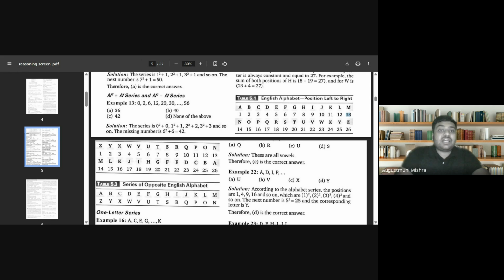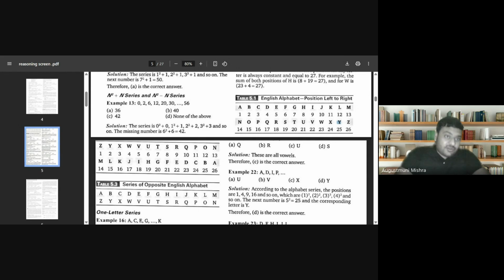Means they are doing the square. They are doing the square of 1, then the square of 2, that is the fourth letter D, then the square of 3, that is the ninth letter I. Then further they are doing the square of 4, so the 16th letter will be P. Then square of 5, the 25th letter will be Y. So your answer will be Y.